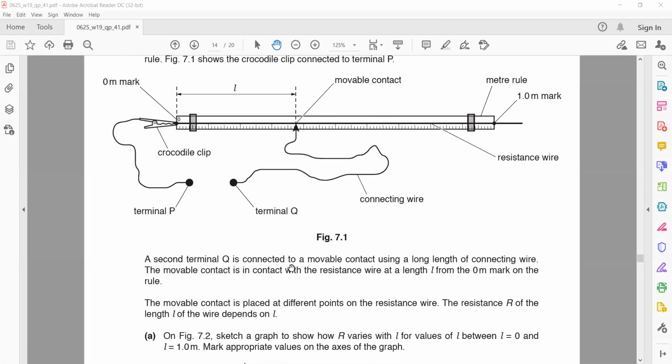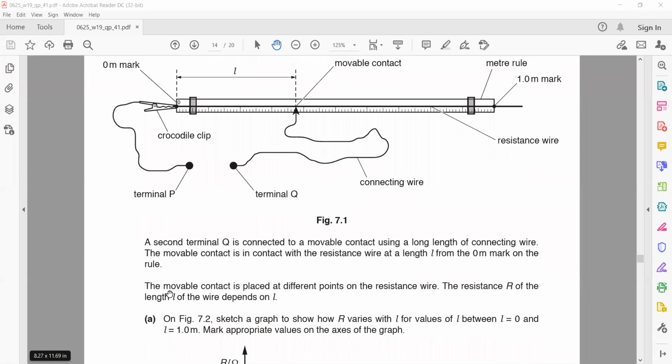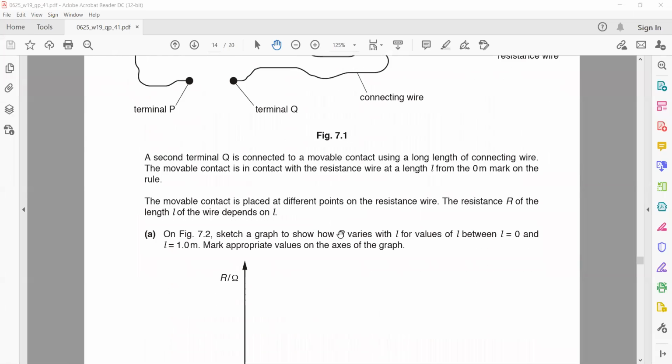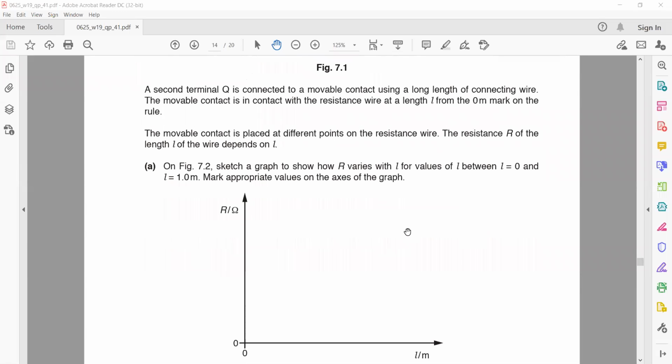A second terminal Q is connected to a movable contact using a long length of connecting wire. The movable contact is in contact with the resistance wire at length L from the 0 mark on the ruler. The movable contact is placed at different points on the resistance wire. The resistance R of the wire depends on L. On figure 7.2, sketch a graph to show how the resistance varies with length for values of L from 0 to 1 meter, and mark appropriate values on the axes of the graph.